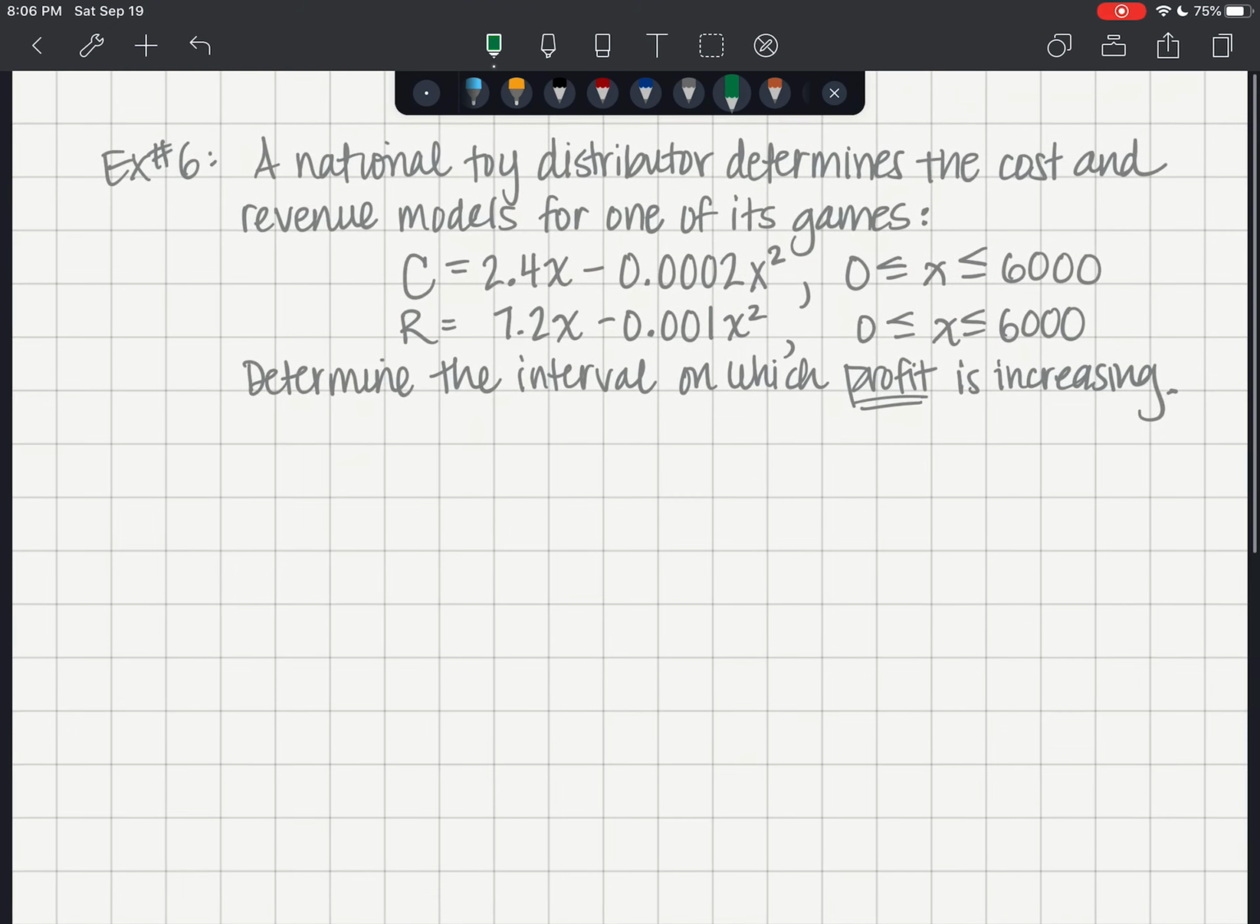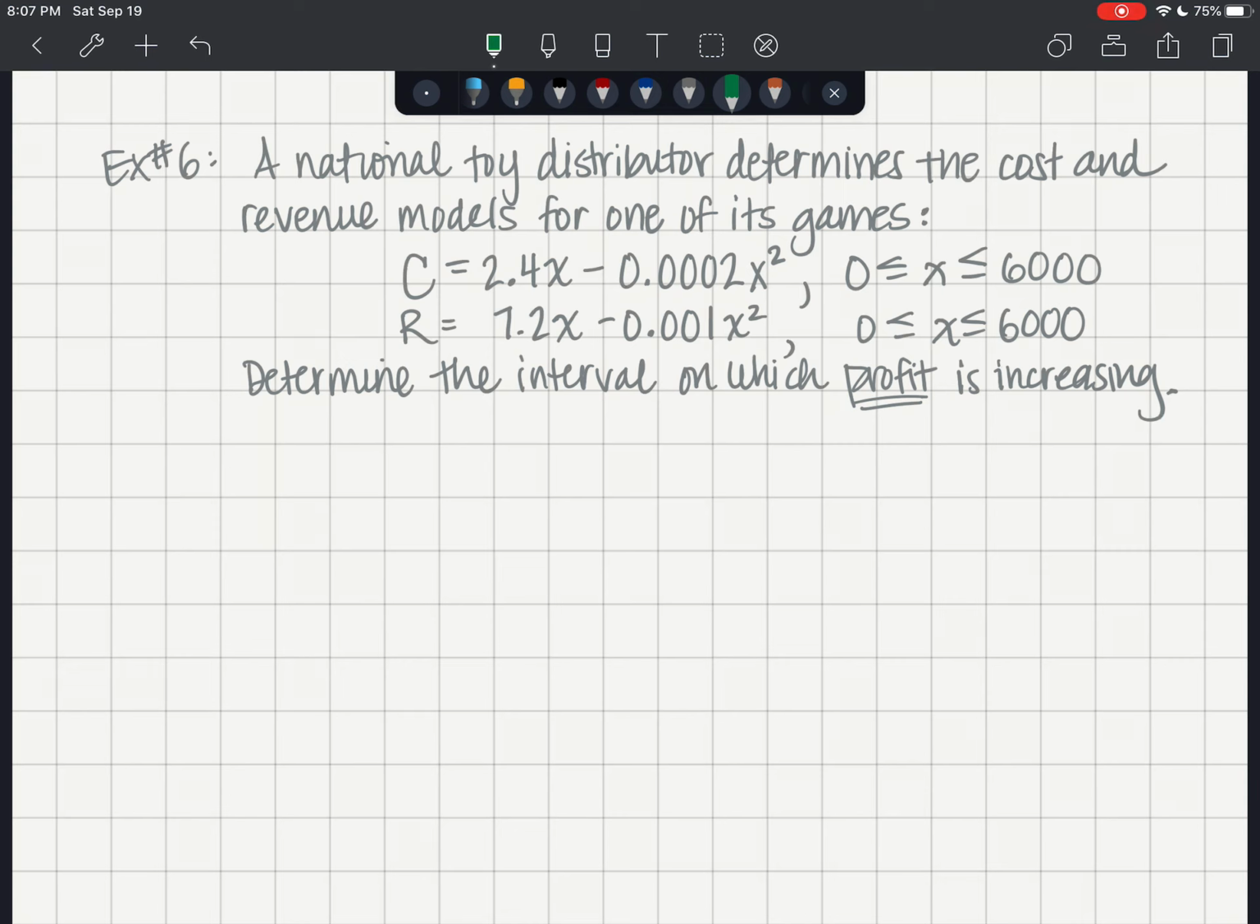So that was pretty neato. Now we've got a nifty problem. A national toy distributor determines the cost and revenue models for one of its games. So it's giving us our equations for cost and revenue, where your x values, your inputs, go from 0 to 6,000. So this model only works for the number of games going from 0 to 6,000. If it produces more than 6,000 games, then it's not going to work for this model.